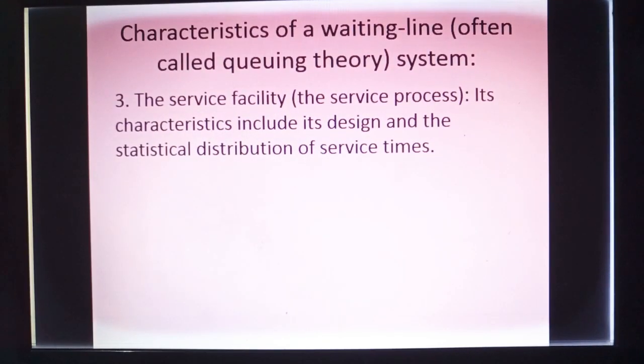Characteristics of a waiting line, often called queuing theory or system. The third one is the service facility, the service process. Its characteristics include its design and the statistical distribution of service times. So this includes the design of the service facility.